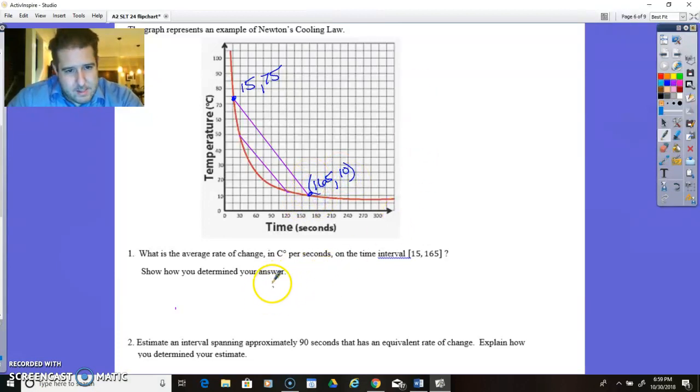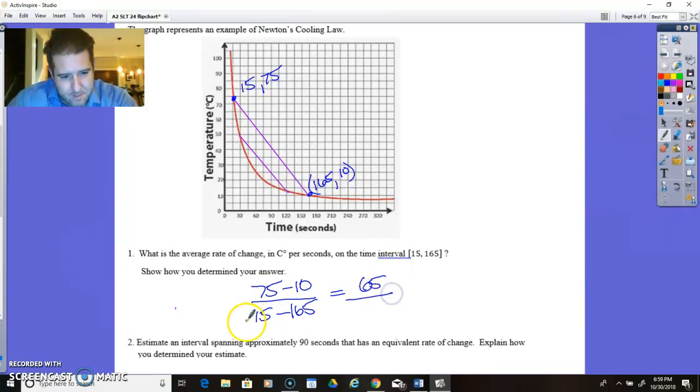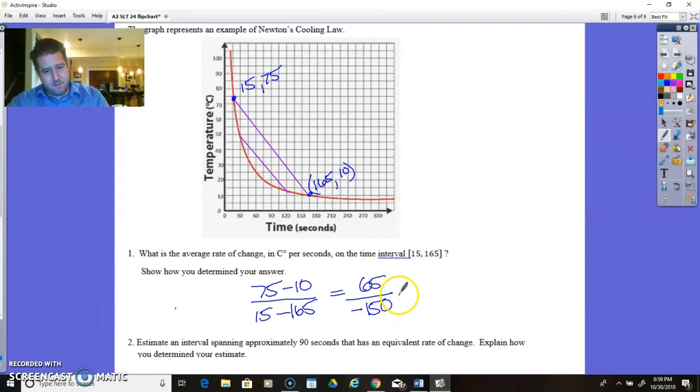All right, so that's 75, y2 minus y1, 75 minus 10 over 15 minus 165. 75 minus 10 gives us 65, 65 over negative 15 minus 165 is 150, and then you could just simply divide 65 divided by negative 150 and use your calculator, which I do not have one handy on me right now, but that would give you your average rate of change.